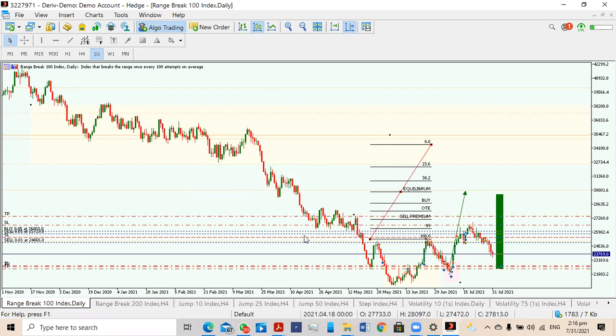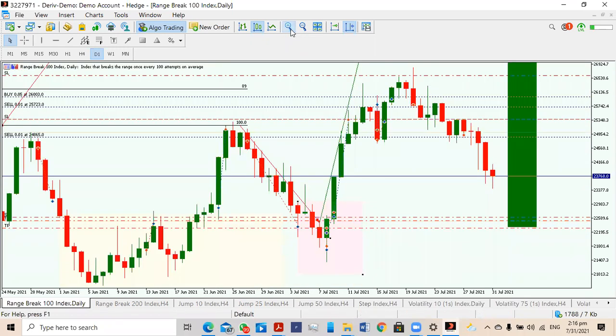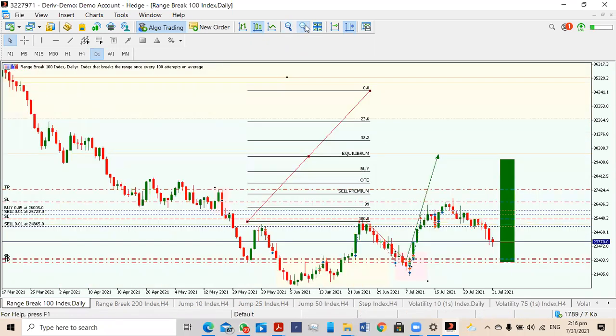So if you use it with fib and with your liquidity pools and all, you'll be okay. See here now, for example, why I took this trade now.